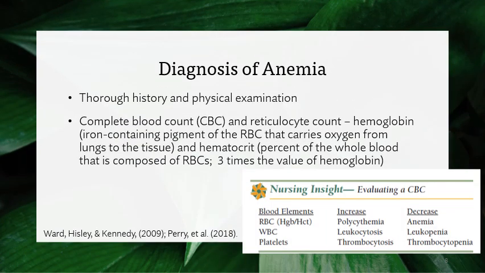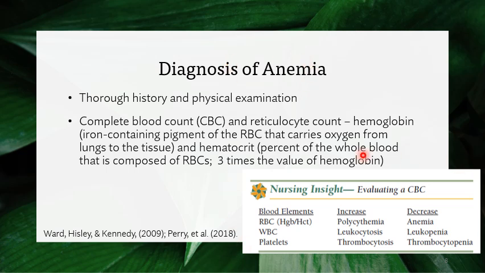The diagnosis of anemia is made through a history and physical examination, as well as a complete blood count and reticulocyte count. Here what we are counting is the hemoglobin itself, the iron-containing pigment of red blood cells that carries oxygen from the lungs to the tissues, and also the hematocrit. So how many red blood cells are in the whole blood, in what percent? Normally, the hematocrit will be 3 times the value of hemoglobin, so that's the normal. If it's less than that, it means we have anemia.